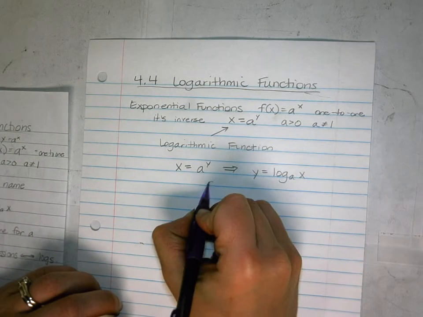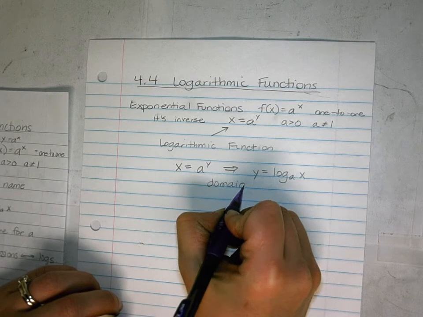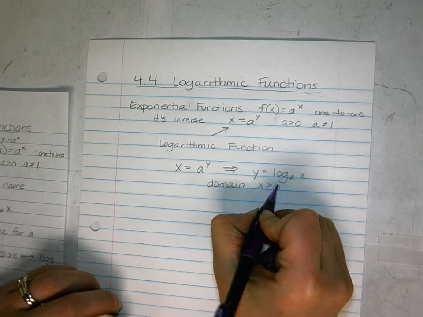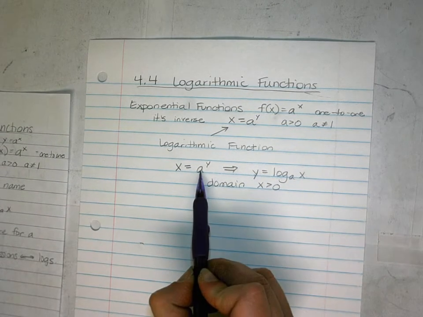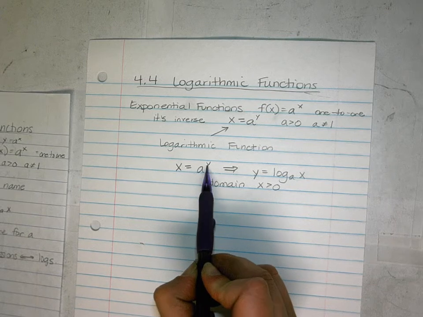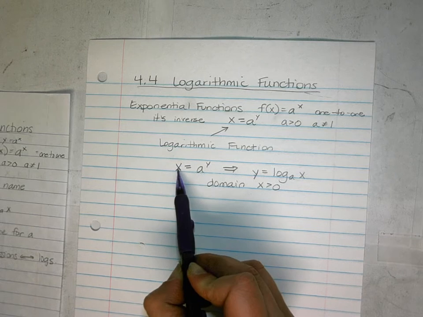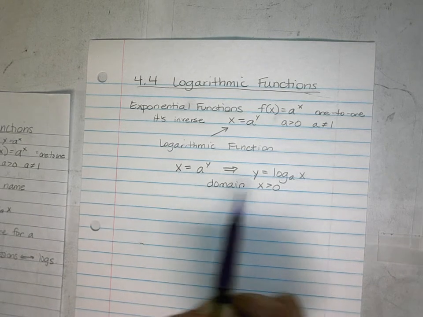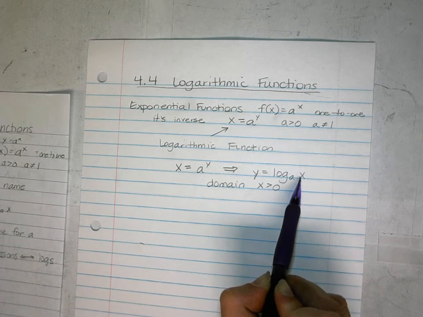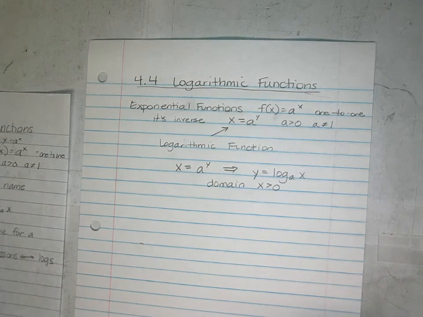Keep in mind that the domain of a logarithmic function is that x has to be all positive numbers. Because think about this, if I take a and I raise it to any power, negative power, 0, positive powers, this value right here will always be positive. Therefore, we can only plug positive values in for x. Therefore, our domain is all positive numbers.